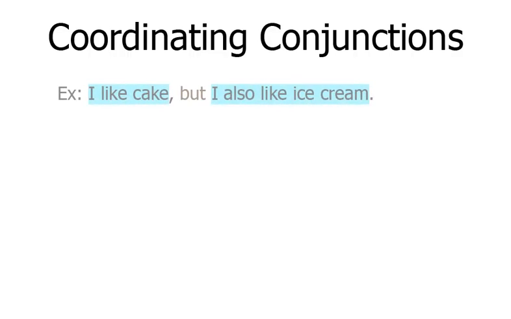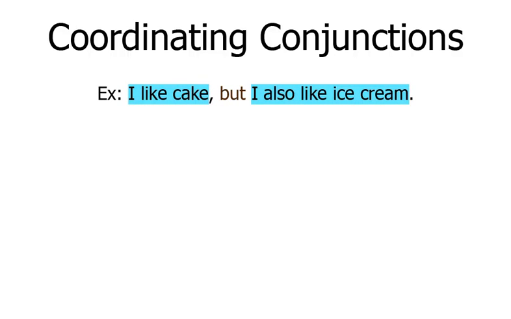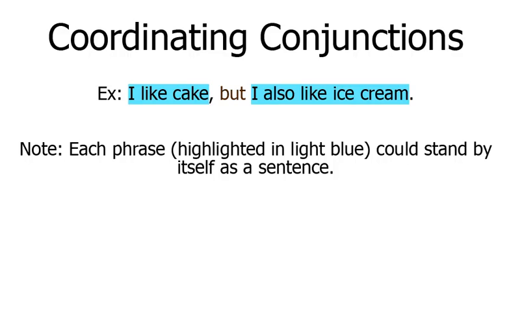Coordinating conjunctions connect two of the same type of clause, usually two independent clauses, like in this example. I like cake, but I also like ice cream. Note that you could take both parts of the sentence on either side of the conjunction but, which would be I like cake, and I also like ice cream, and those would still be sentences on their own. They would each have subjects and verbs of their own.